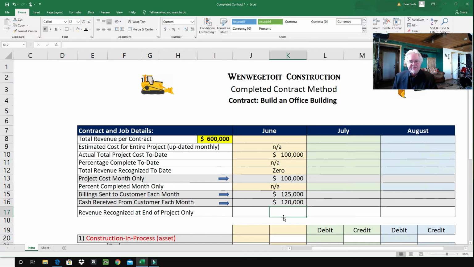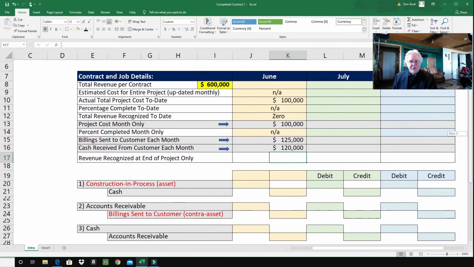Revenue recognized at end of project only. Well, we have not recognized any revenue, and we won't until the project is complete, and it's not complete as of the end of June. So let's go down to the journal entries.